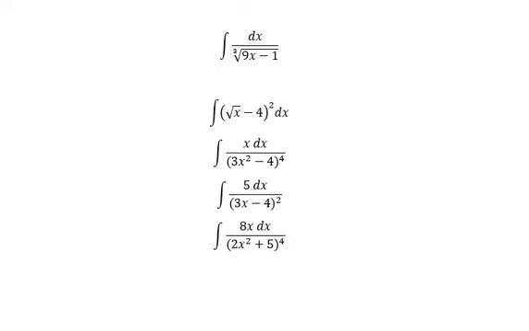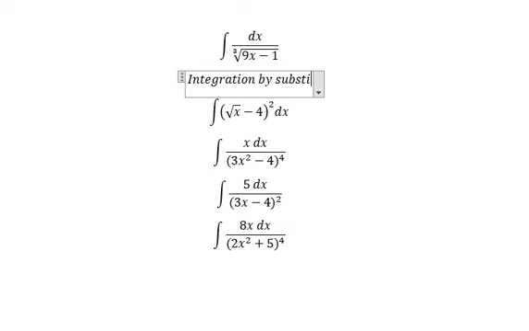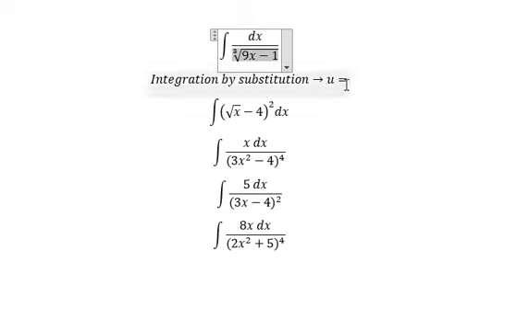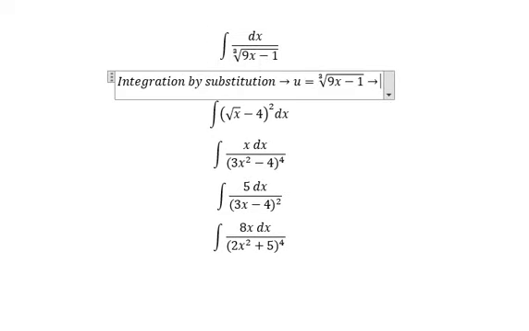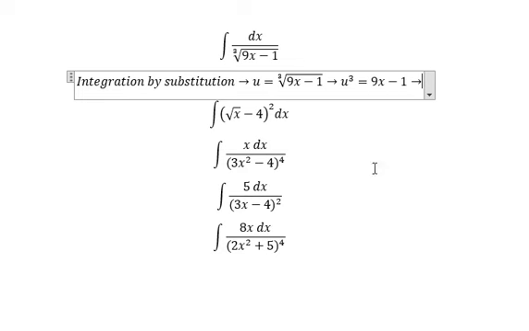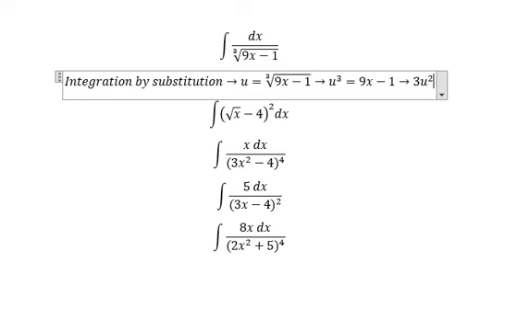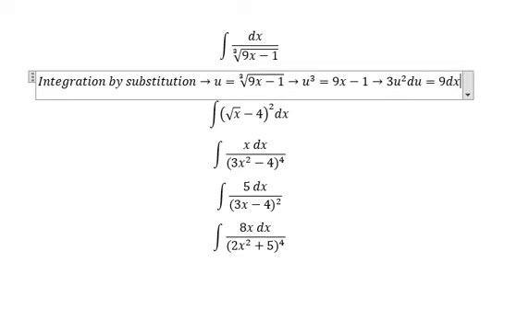We need to use integration by substitution. So I will put u equals to this one in here. So we put the power 3 for both sides. So we do first the derivative for both sides. Because we don't have number 9 in here, we divide both sides by number 9.